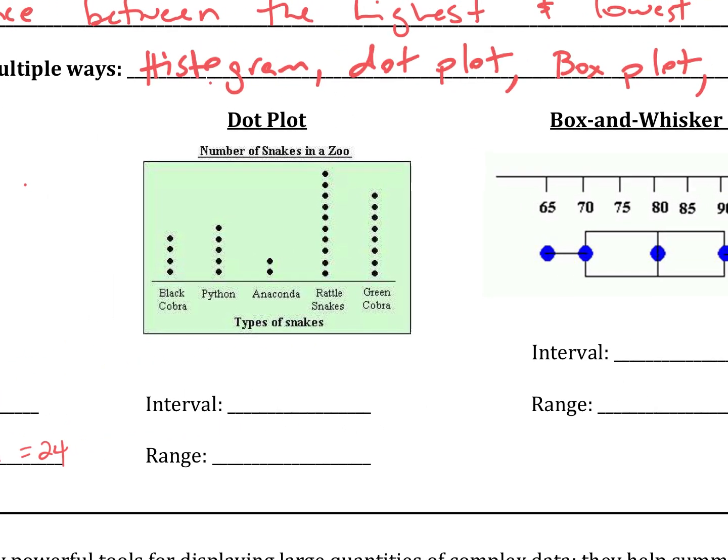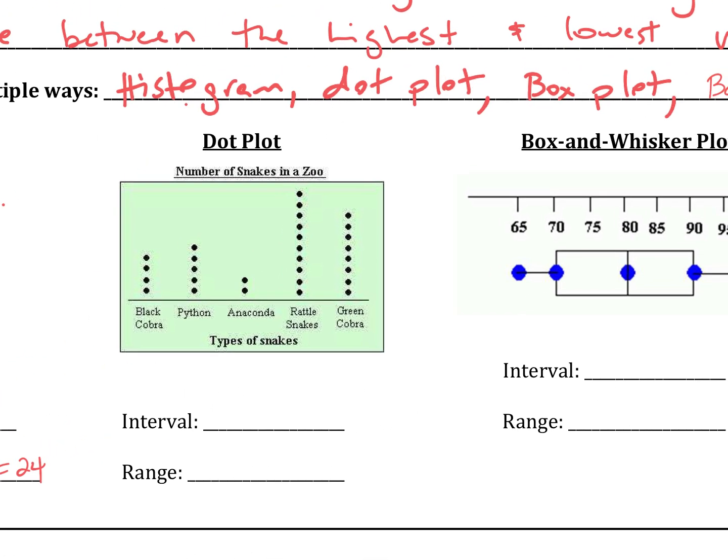Now, our dot plots, you can use this with both qualitative and quantitative data. In this specific dot plot, we're looking at qualitative data. We're talking about the number of different types of snakes at a school. So in this case, there's not really an interval of data because we're talking about qualitative data, so no interval. And again, because there's no intervals, there's no range.